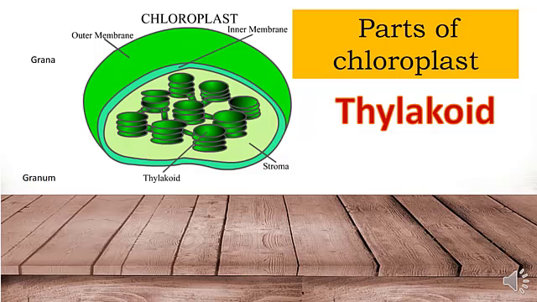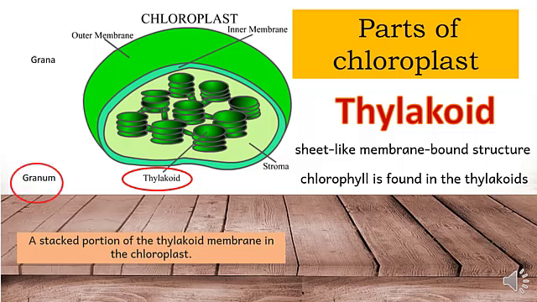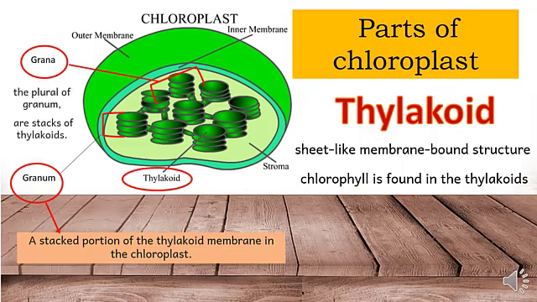Thylakoid. Here's the example of thylakoid. Thylakoid is a sheet-like membrane-bound structure inside the chloroplast, which contains chlorophyll. What about granum? Granum is a stack portion of thylakoid membrane in the chloroplast. Here's the example of granum. What about grana? Here's the example of grana. Grana is the plural form of granum, meaning stacks of thylakoids.